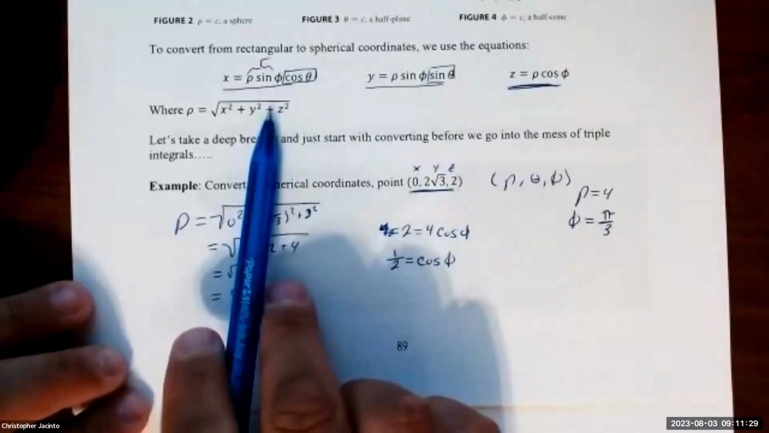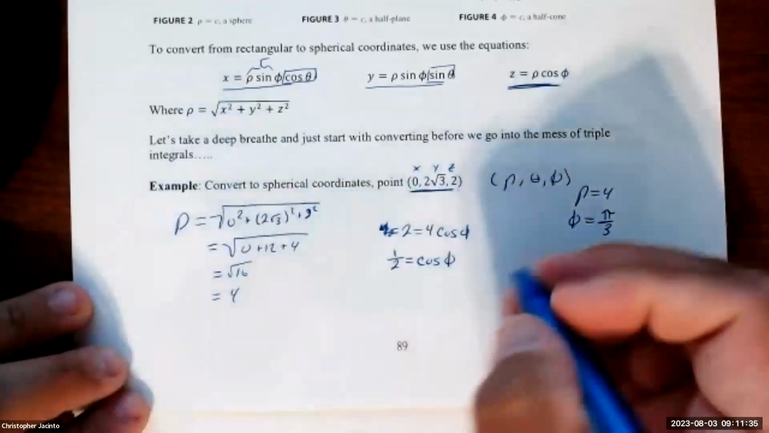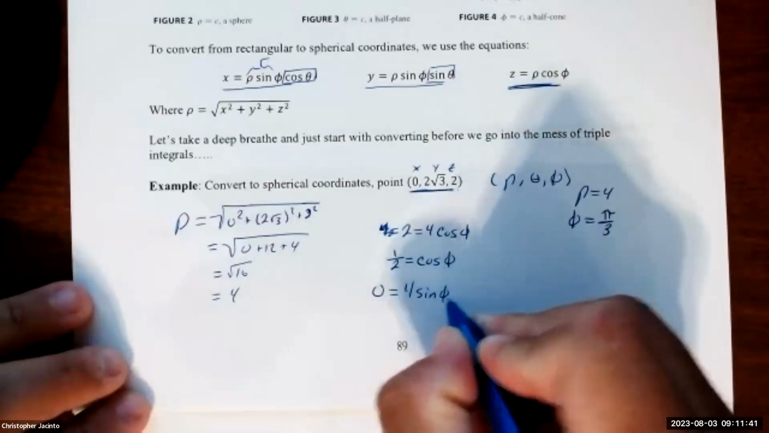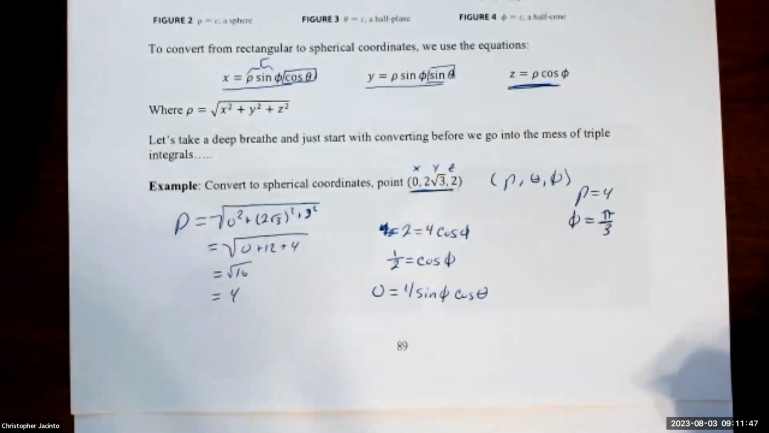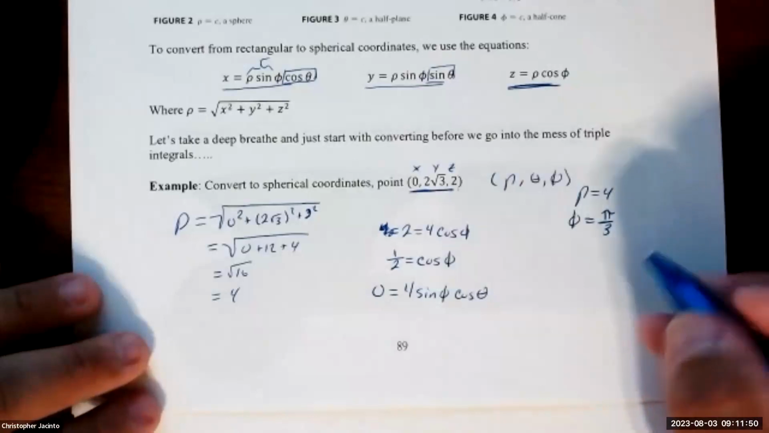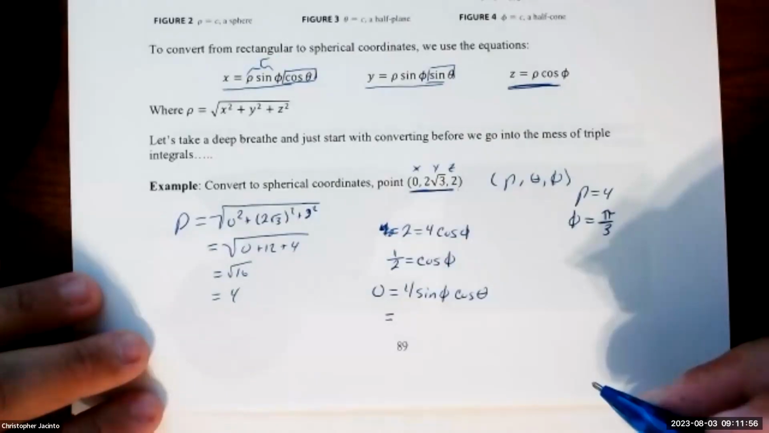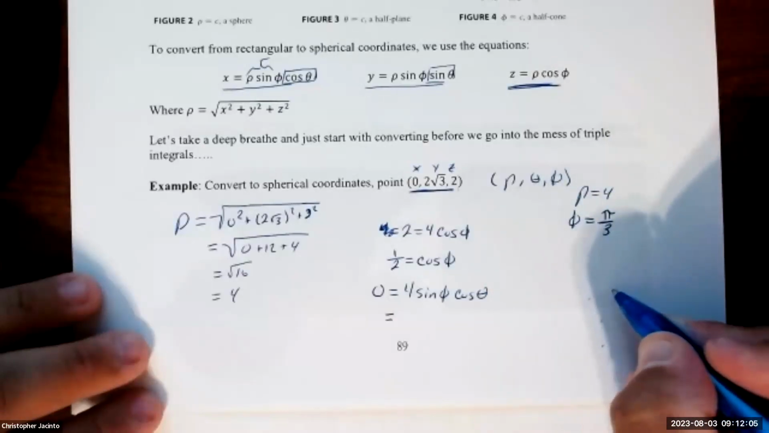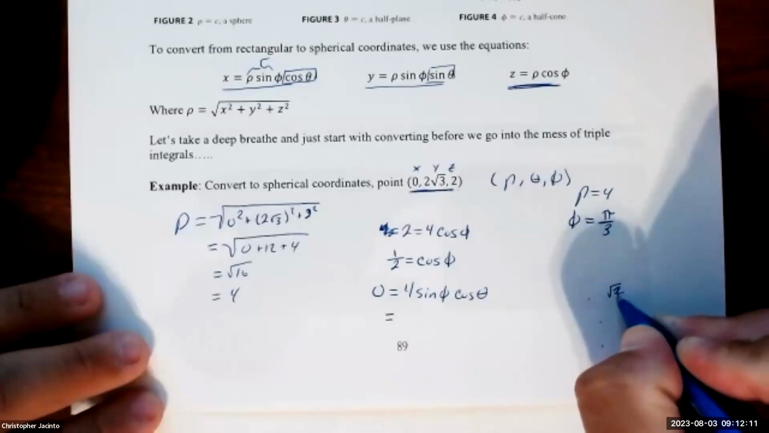And then from there, you get to choose which one you want to deal with. And I don't want to deal with the square root stuff, so I'm just going to use 0 instead. So I know 0 must equal 4 sine phi cosine theta. And then phi, we know it's pi over 3. So sine of pi over 3. What is that? So 3, 2, 1. 3, 2, 1 is about radical 3 over 2.